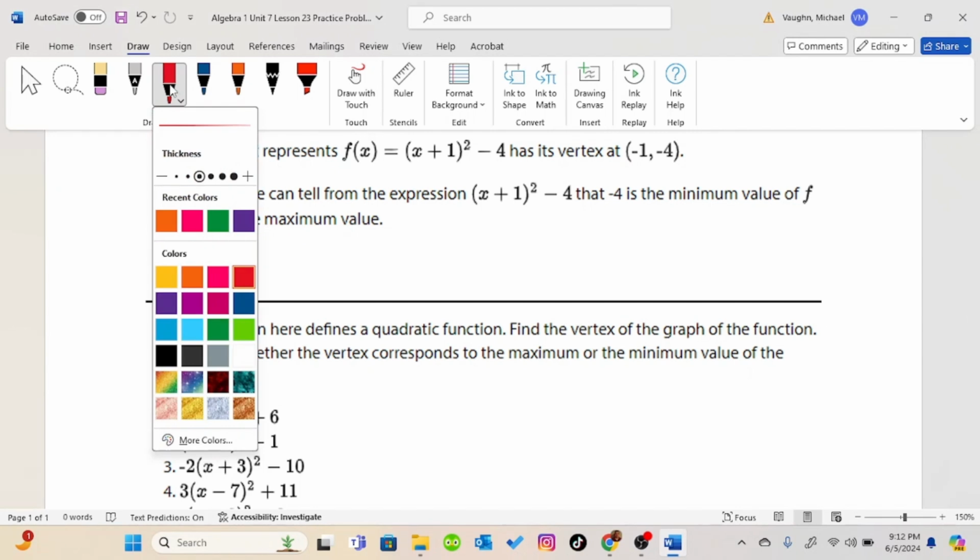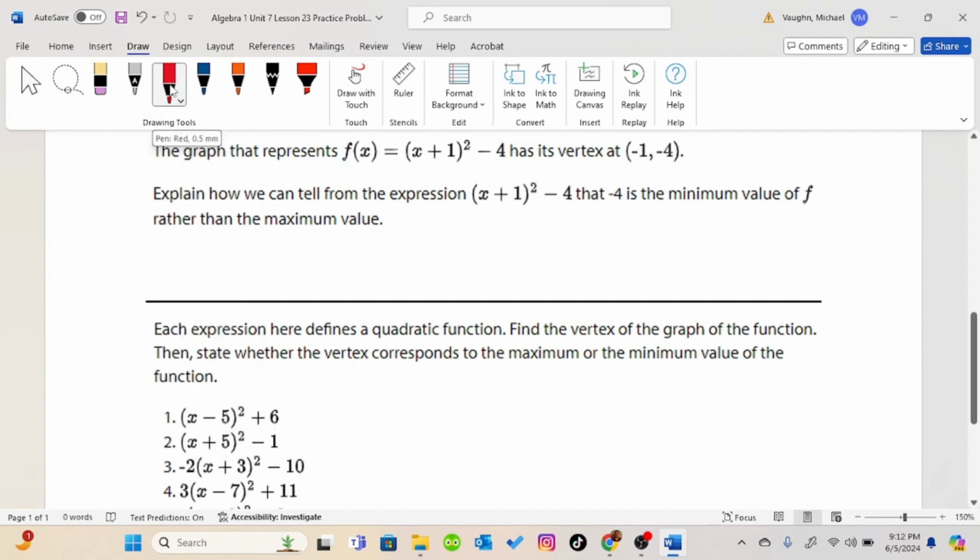Our second practice problem says the graph that represents f of x equals x plus 1 squared minus 4 has its vertex at -1, -4. Explain how we can tell from the expression x plus 1 squared minus 4 that -4 is the minimum value of f rather than the maximum value.